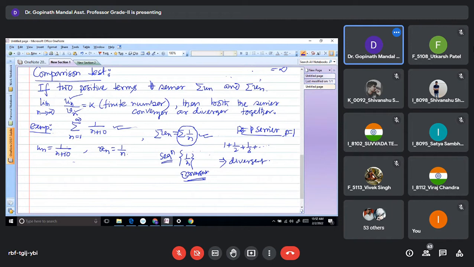Okay, the series is convergent means this 1 plus 1 by 2 plus 1 by 3 and so on will somewhere stop, right? So that's convergent. For the sequence, as n tends to infinity, the limit is equal to 0. That's why this is a convergent sequence.